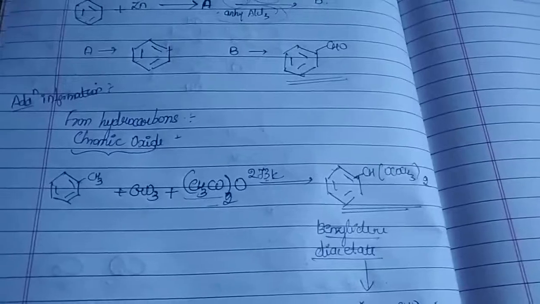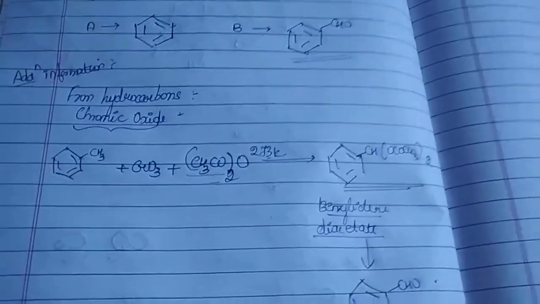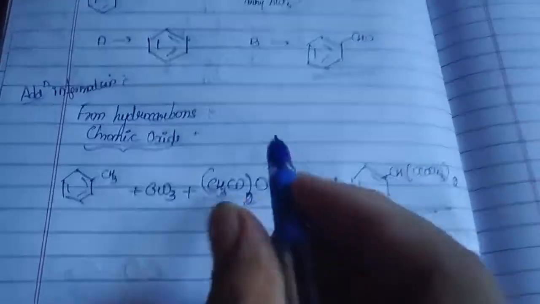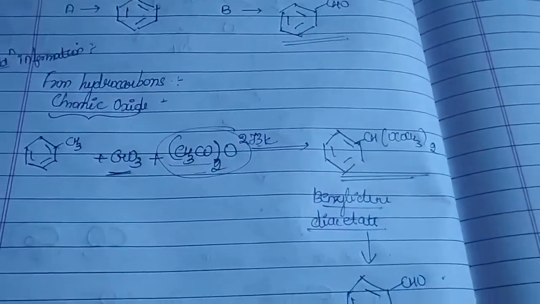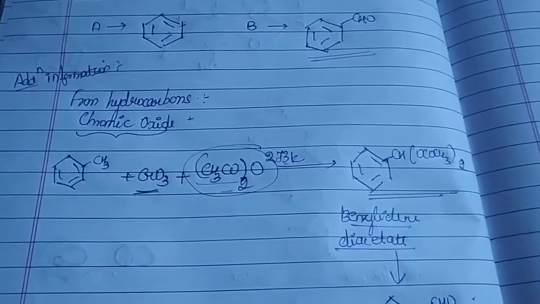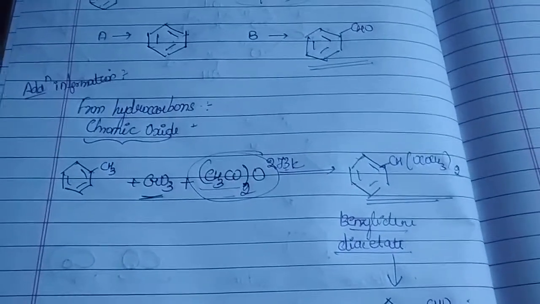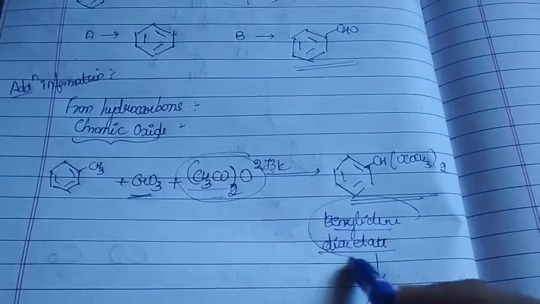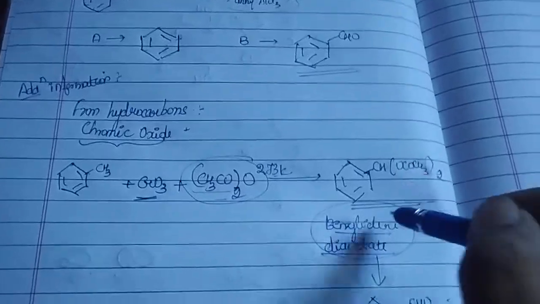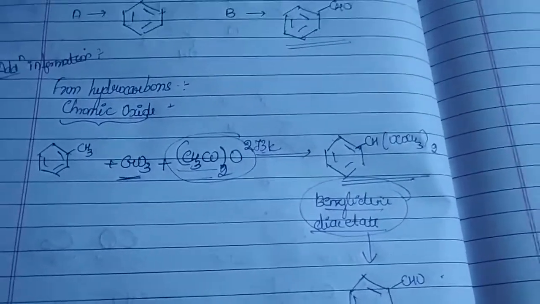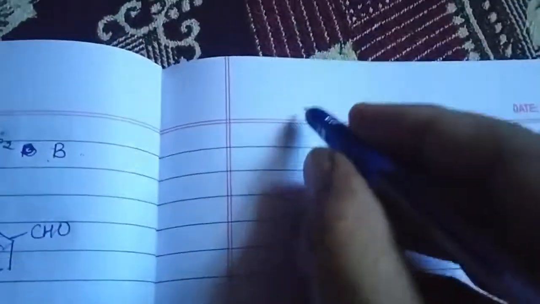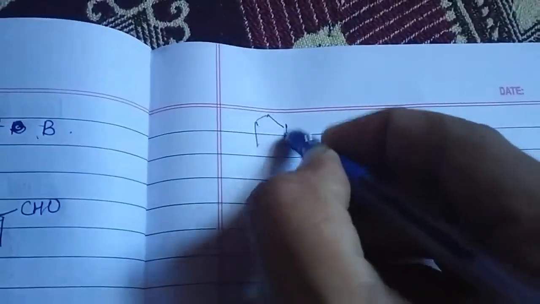But when the same toluene was treated with chromic oxide, CrO3, in the presence of acetic anhydride in the temperature range of 273 to 283 Kelvin, first you will be getting benzaldehyde diacetate, which upon acid hydrolysis will give benzaldehyde.